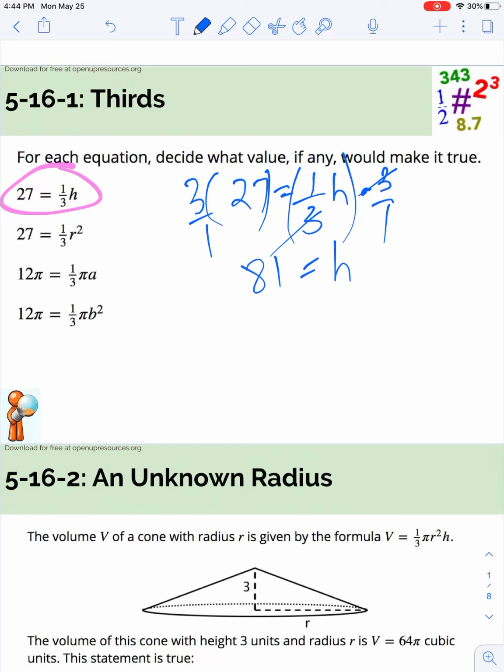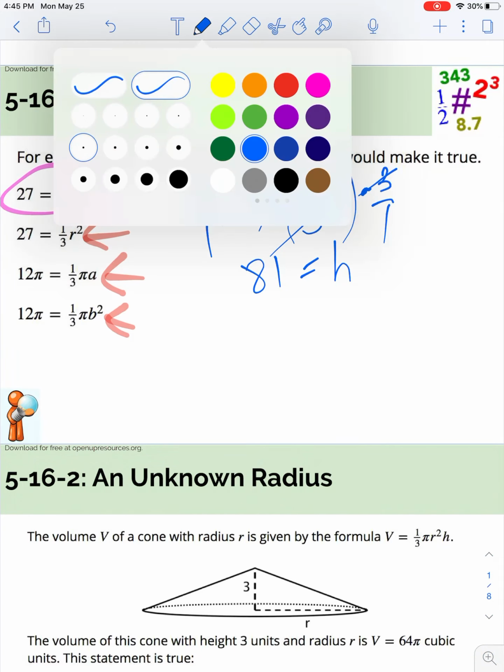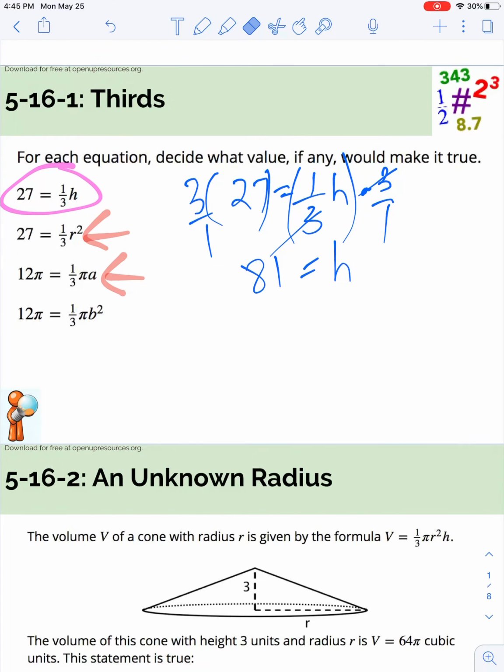So same thing, you guys are going to do that for this one and this one and this one. So you're just solving for whatever the variable is. And the pi, I think you can either just leave it or you can multiply it out at the end, but I think they'll cancel each other out if they're on each side of the equation. So let's do one more. Let's do the last one.